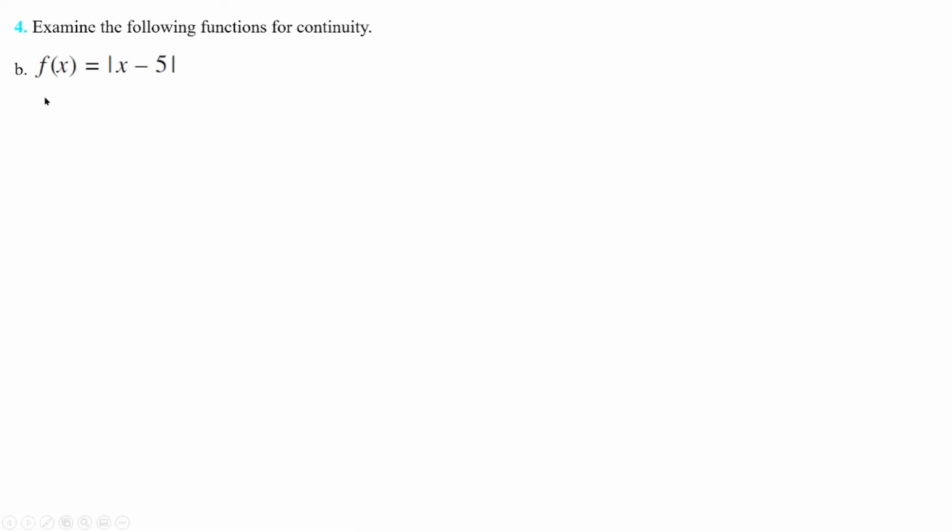Next question, f of x is equal to mod x minus 5. Now, f of x equal to mod x minus 5 means it is equal to minus of x minus 5 when x minus 5 less than 0, that is when x less than 5, and it is equal to x minus 5 when x greater than or equal to 5. Now we have to examine the continuity at x is equal to 5.